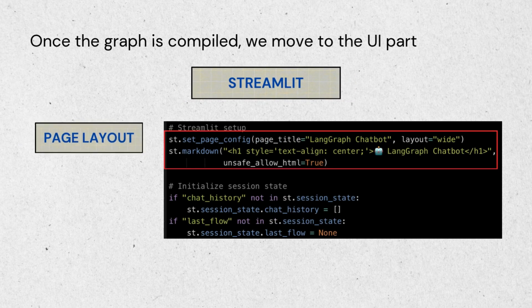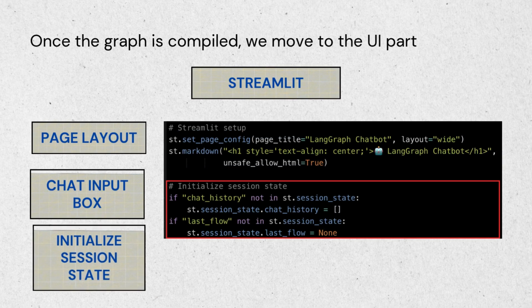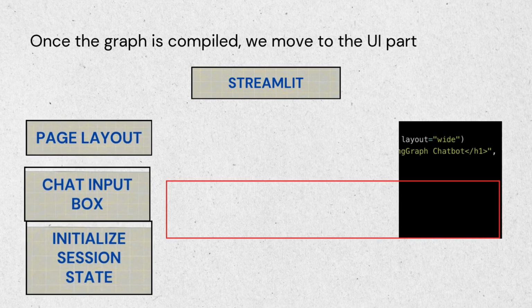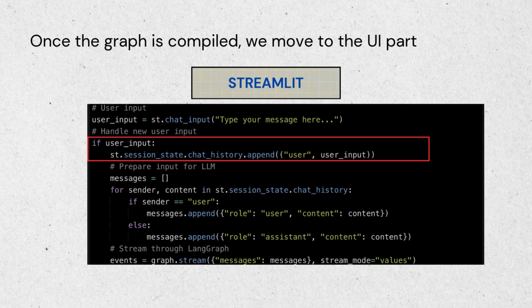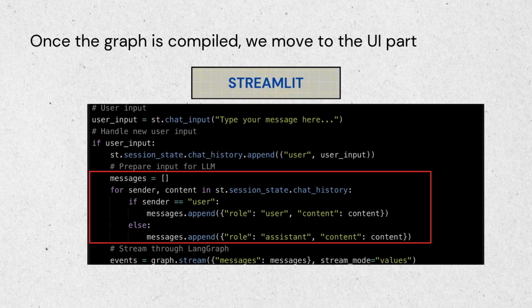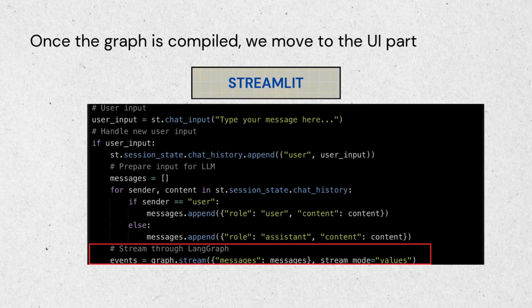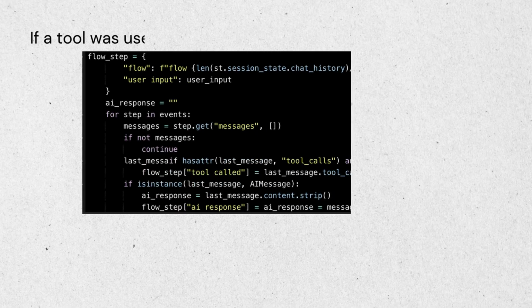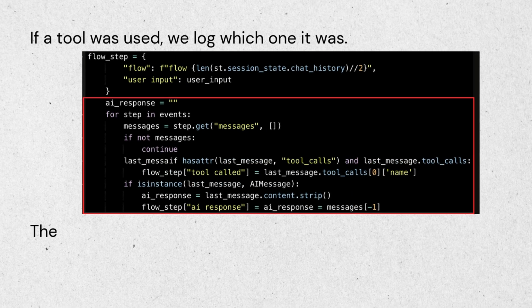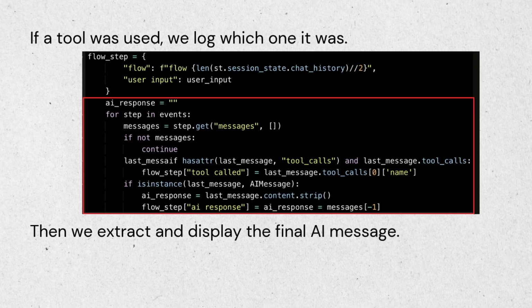We set up the page layout, chat input box, and initialize session state for storing messages, and the last flow trace. When a user types a message, we append it to the chat history. Convert the history into the required format. Run the LangGraph flow using .stream, which gives us intermediate steps in real time. If a tool was used, we log which one it was. Then we extract and display the final AI message.